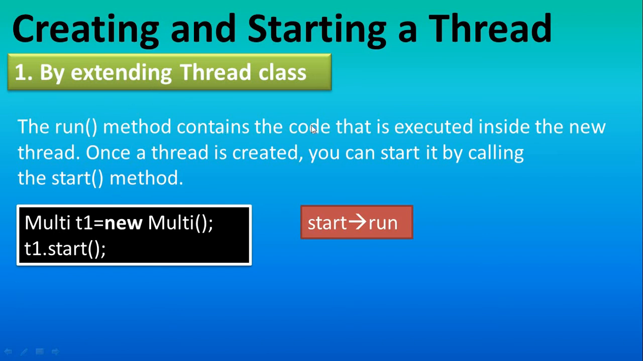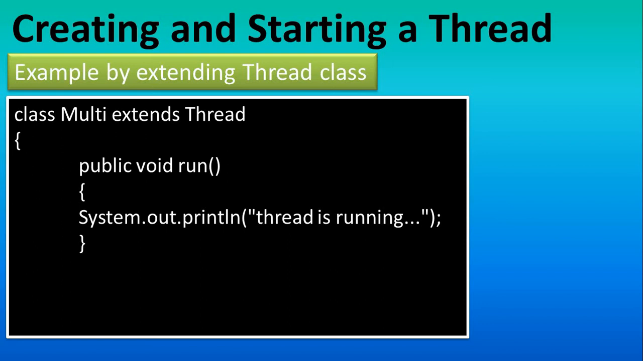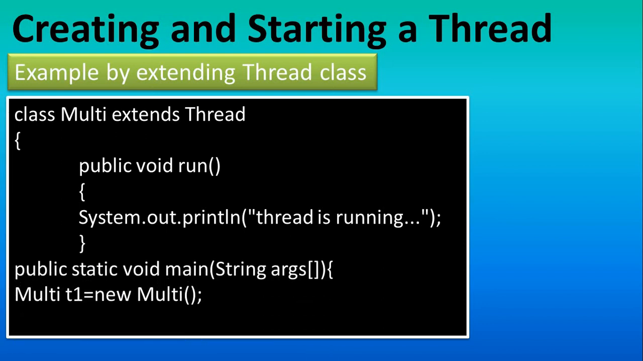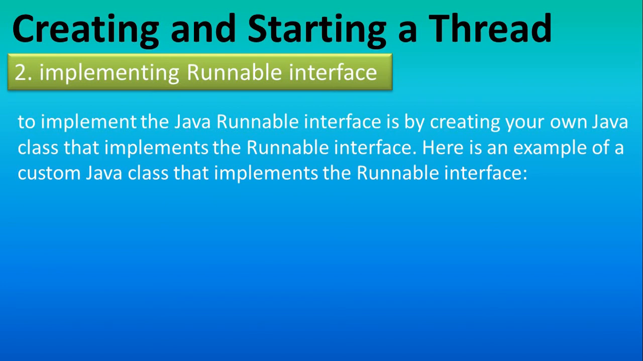Here the run method contains the code that is executed inside the new thread, and you start it by calling the start method. So we will see the example. As usual, first you create the class extending Thread with the public void run method, and inside it we use the main method. You can also create a separate class for the main method, but I am using only one class. Then you create the object, call the start method, and you will get the output: thread is running.